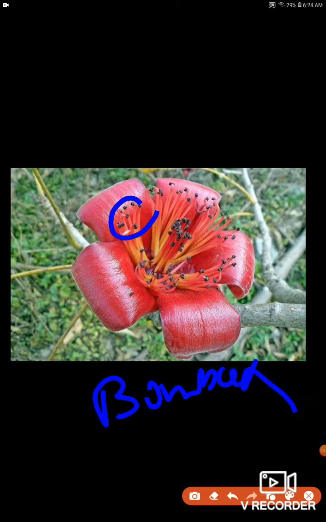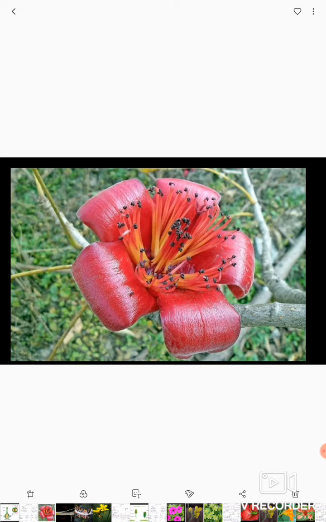This is an example of bombax. Here you can see many groups were there. 1, 2, 3, 4, 5, 6, see. So that's why it is called polydelphous.